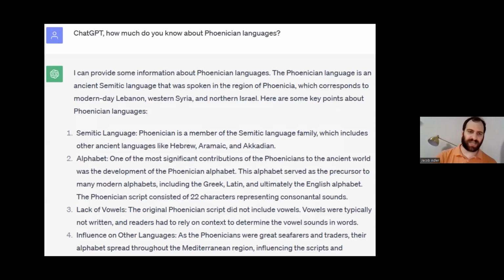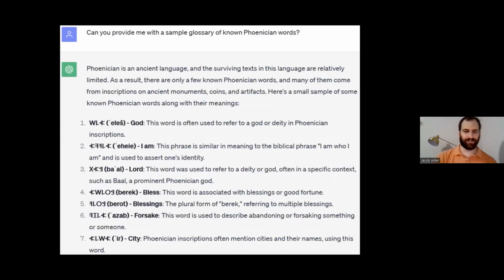But I wanted to keep this conversation going. So then I asked, can you provide me with a sample glossary of known Phoenician words? Like, do you speak Phoenician, maybe? And it says, well, it's an ancient language, so we don't have a lot of it, but we do have all these.